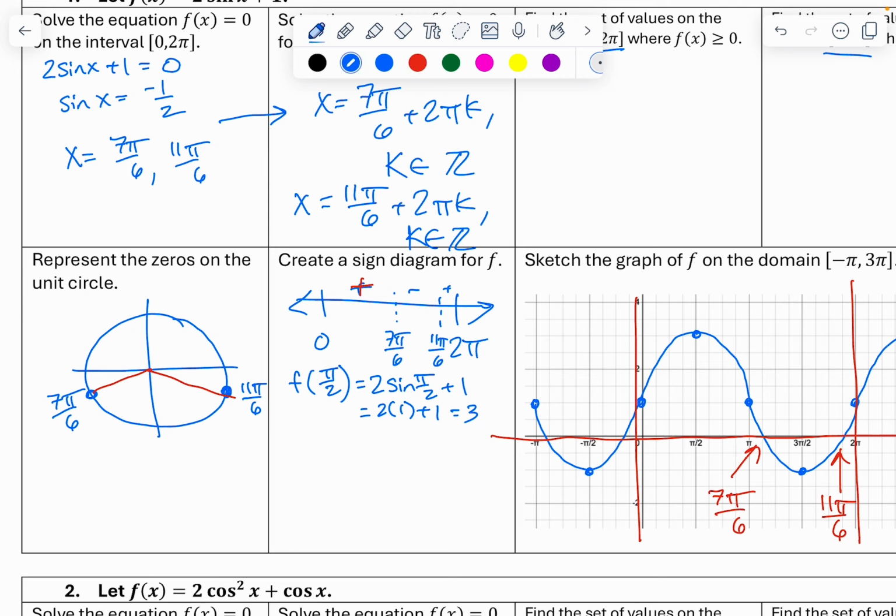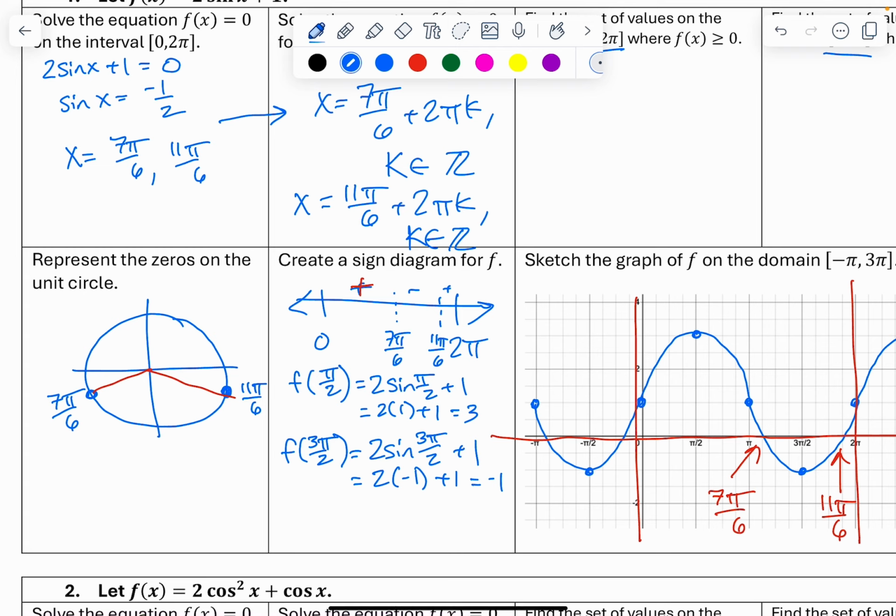Okay, then we could find something between 7 pi over 6 and 11 pi over 6. When I look back at my unit circle, 7 pi over 6, oh, that's lovely, pink and red. Okay, but I'm looking, and I know that 3 pi over 2 would be something in that interval. Sine of 3 pi over 2 is negative 1, so this is 2 times negative 1 plus 1. That gives me a negative 1. I ran out of space. And so then I know that that interval is negative.